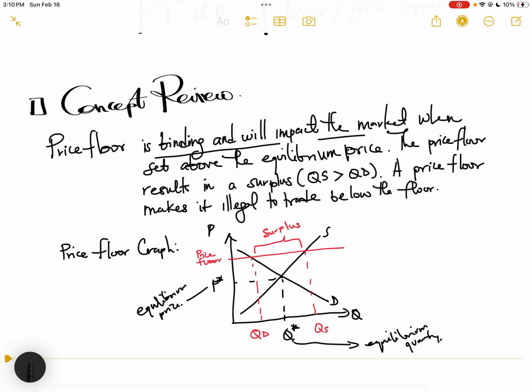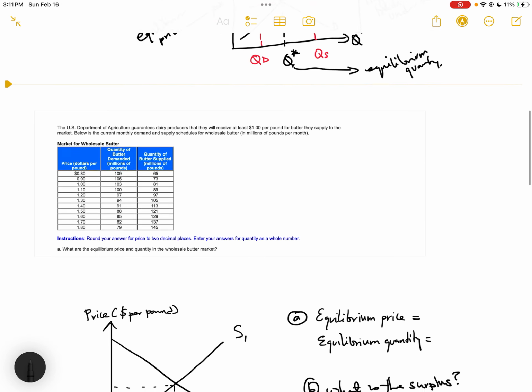Okay, the binding price floor makes it illegal to trade under the floor, so illegal to trade under the floor, and it results in a surplus, right? Now, I have a question here that we will go through together, and you'll see how I'm working it. That way, when you're doing homework or answering questions on an exam, you know how to approach it.